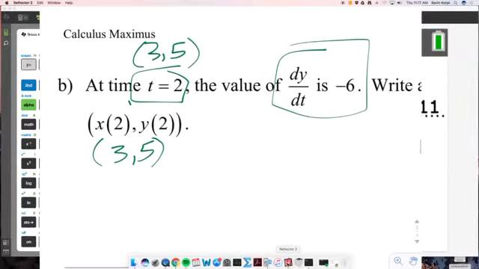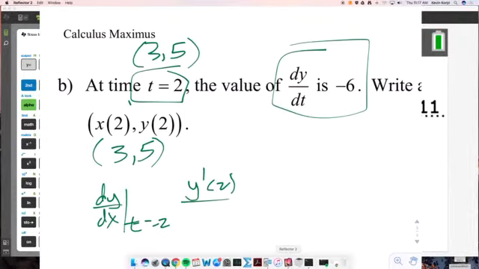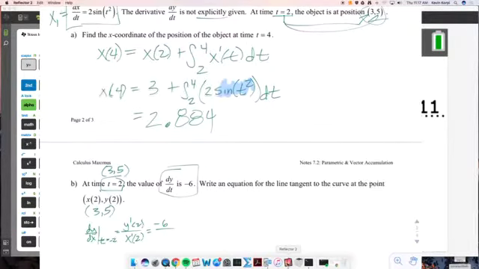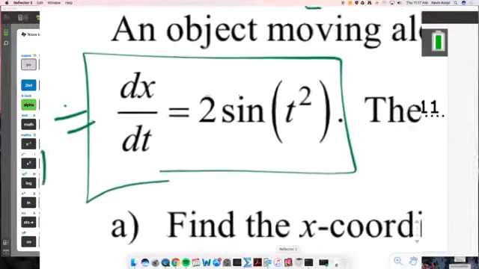We do need the derivative now. Here we go. So using correct notation, dy/dx at t equals 2 is y prime of 2 over x prime of 2. What is y prime of 2? Negative 6. They give that to me. Sweet. How do I find x prime of 2?